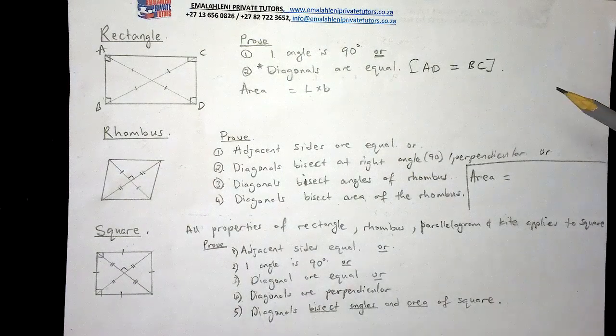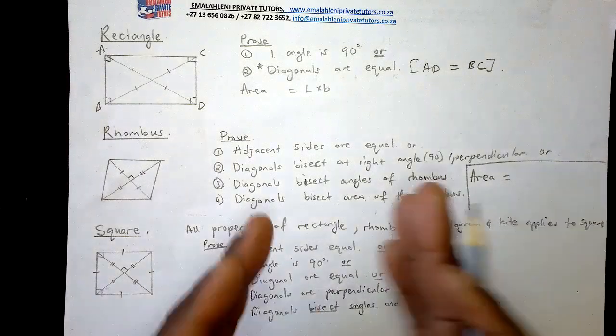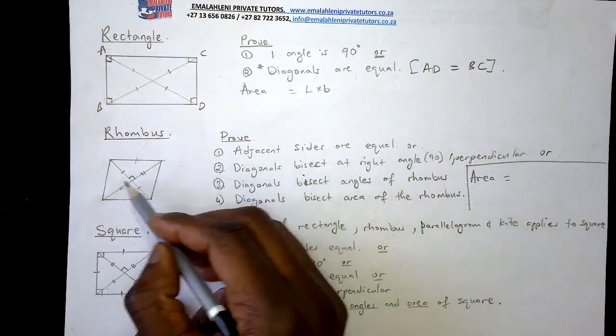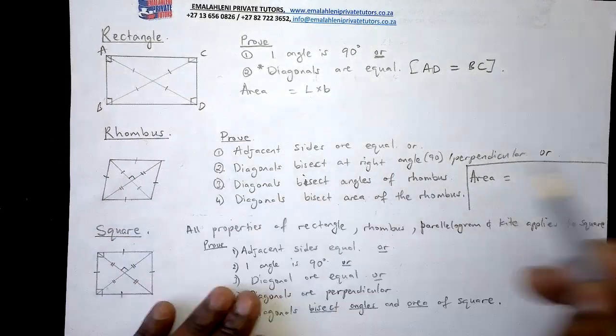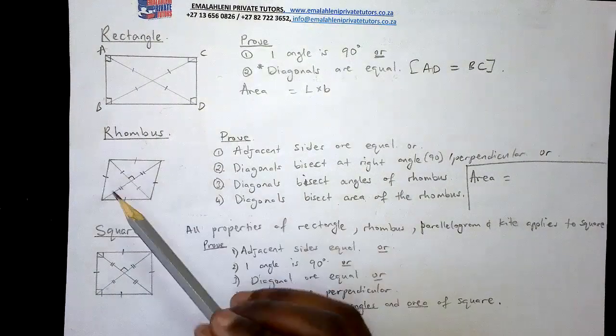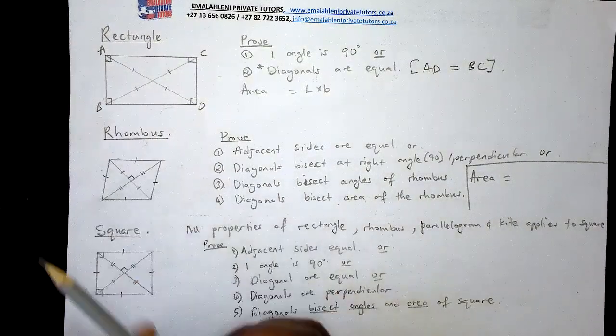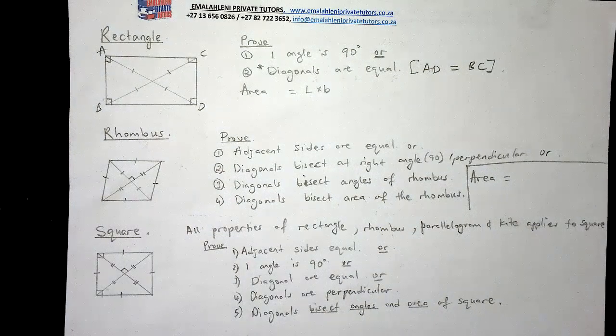Sorry, rhombus. Now we have got a rhombus. It's a square which is more like twisted. Then what we have with the rhombus is that adjacent sides are equal. Remember, it's just a square that is twisted. So you find that all the sides here are equal. If we can prove that the adjacent sides are equal, then we know that we are dealing with a rhombus.